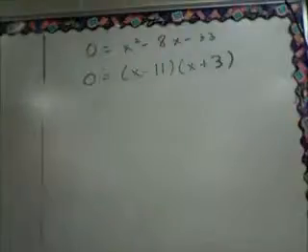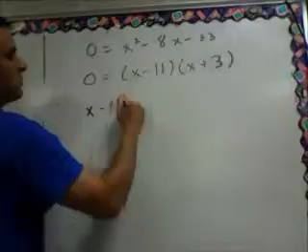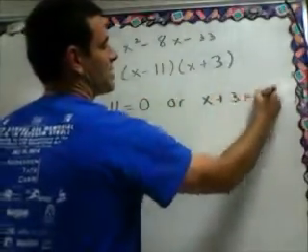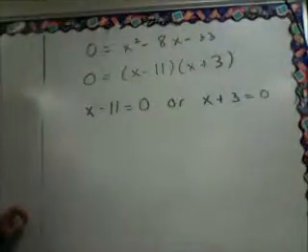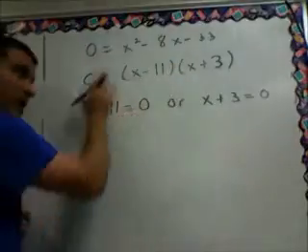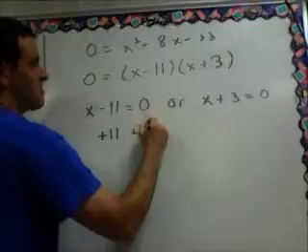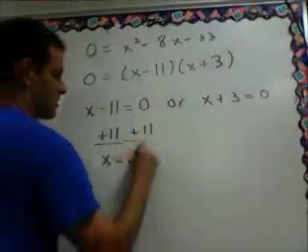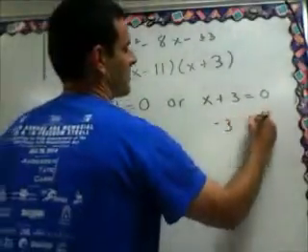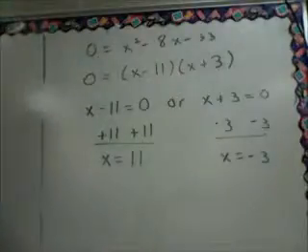All right? And we're solving. In this situation, we know to solve means to find the value of the variable that makes the equation true. Well, we want to allow either one of these to be 0, because if either one of these equals 0, then the whole equation is made true. So I set both of them equal to 0. So I get x equals 11 and x equals negative 3.